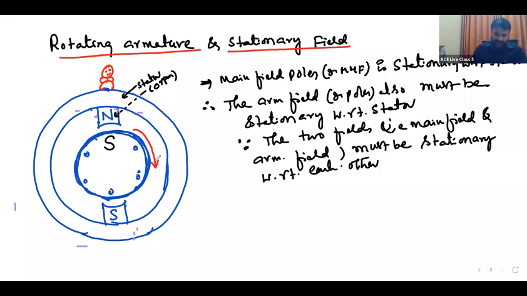Some people are saying clockwise or counterclockwise. If the rotor is rotating clockwise, the armature poles must rotate in the counterclockwise direction, the opposite direction. This is the rotor rotation. If the rotor rotation is in the clockwise direction, the poles must rotate in the counterclockwise direction.